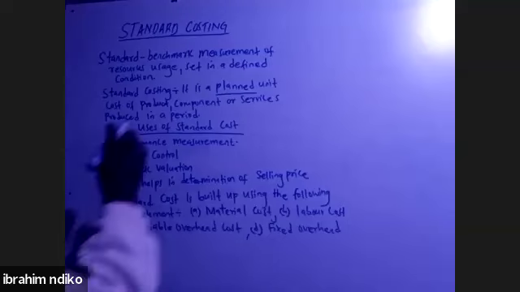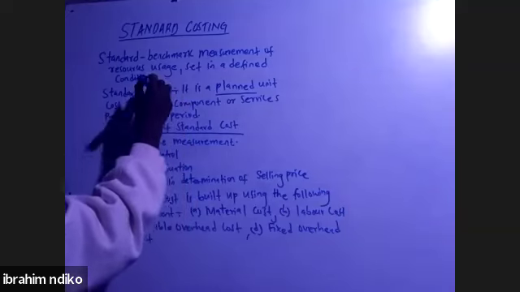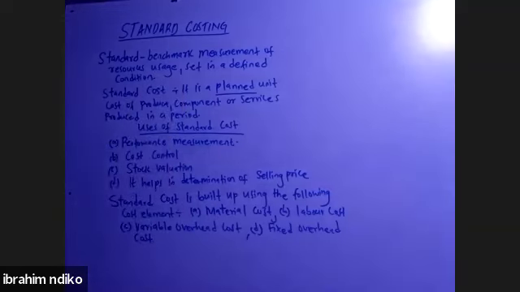Now, this one is standard cost. I'm sorry about this one. Be very keen. Kindly correct: it's supposed to be standard cost, not standard costing. Standard cost is the cost of one item, the cost of an item in unit.